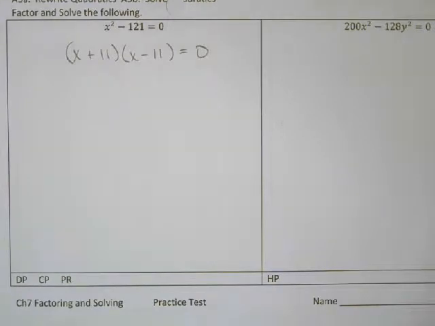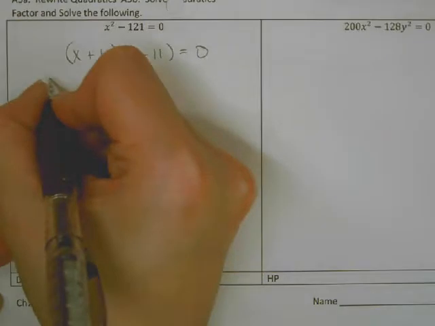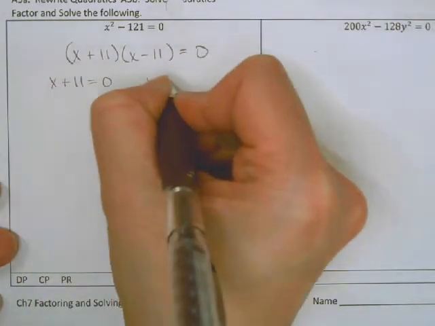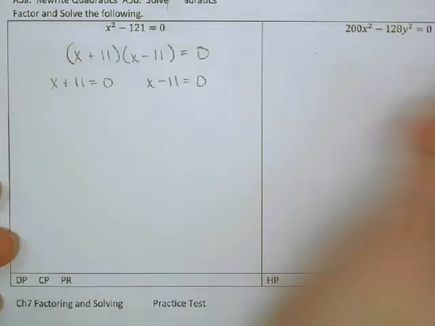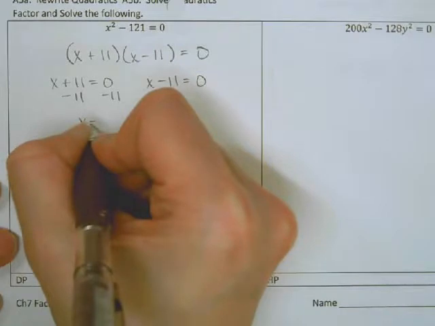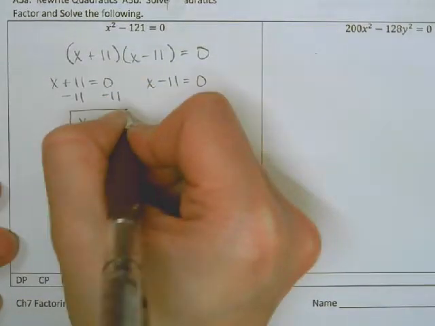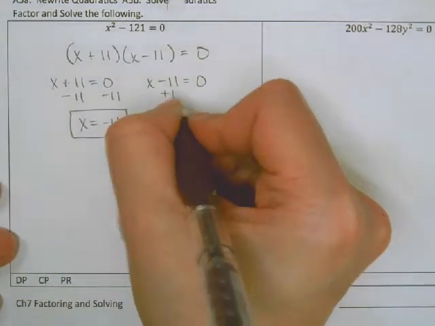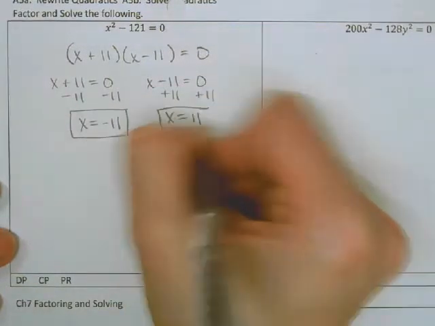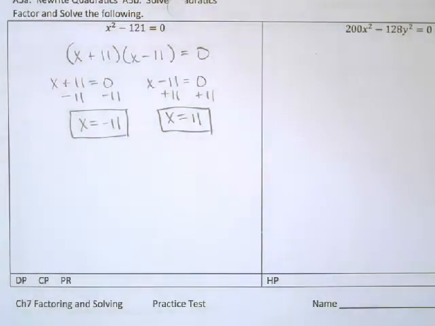So now that I'm in factored form, all I have to do is the zero product property and solve. So I've got x plus 11 equals 0, x minus 11 equals 0. On this one, subtract 11 from both sides of the equal sign, so I've got x equals negative 11. And over here, add 11 to both sides, so I've got x equals positive 11. And those are my two answers.